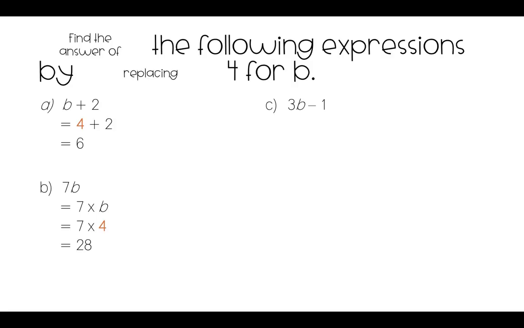And the last one, 3b minus 1, again, write it out as 3 times b minus 1. Then you substitute it in, which gives you 3 times 4 minus 1. And remember that we always follow BIDMAS. So brackets first, then indices, then division or multiplication, which we've got there. So we do that first, which gives us 12. And then addition and subtraction, which is 12 minus 1, which is 11.